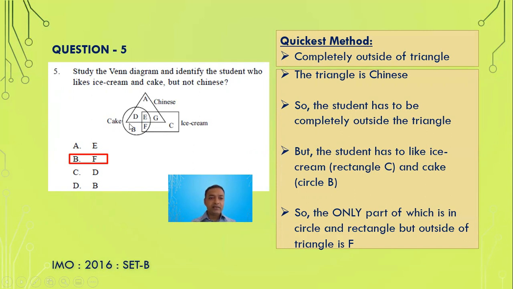So cake is a circle and ice cream is a rectangle. So what is the shape which is in both? This shape E and F is the intersection between ice cream and cake. But the student should be outside of the triangle. So the only option is F, because this shape F is outside of the triangle, but F is also inside the circle, so students like cake, and F is also in the rectangle, which is where the students like ice cream. So the correct option is option F.